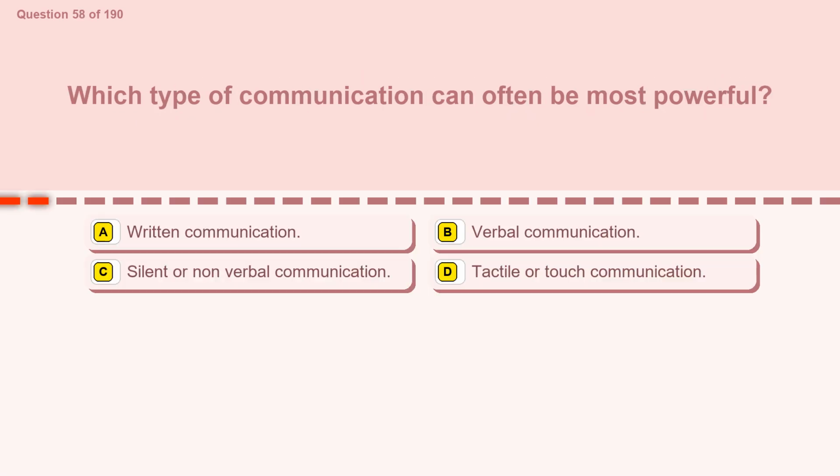Question 58. Which type of communication can often be most powerful? Option A. A written communication. Option B. A verbal communication. Option C, silent or non-verbal communication. Option D, tactile or touch communication.